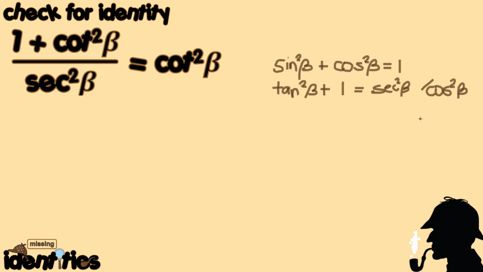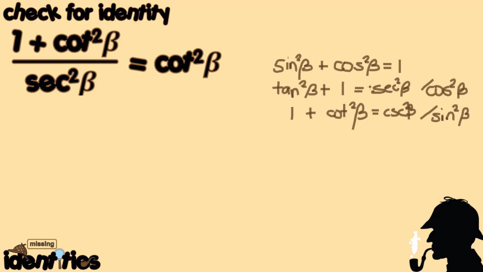This is the other form of the Pythagorean identity when we divide all terms by cosine squared beta. And of course, the third form of our Pythagorean identity is if we divide all terms of this first Pythagorean identity by sine squared beta. So sine squared beta divided by sine squared beta is 1, plus you have cosine squared beta divided by sine squared beta is cotangent. Since we have the exponent of 2, cotangent squared beta, equal to 1 over sine squared beta, is cosecant squared beta.